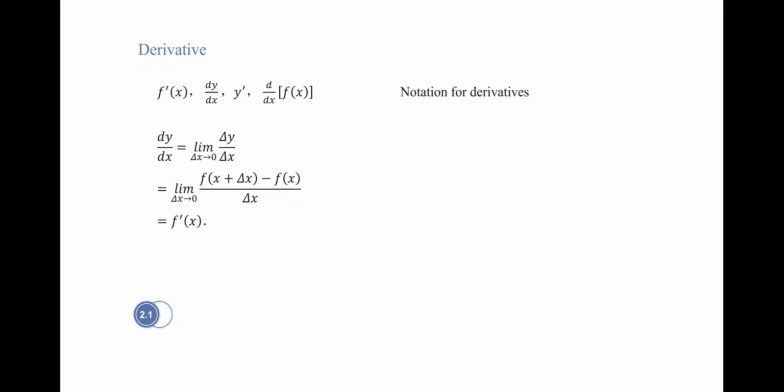There are several ways to write a derivative: f prime of x, dy/dx, or the derivative of y with respect to x, and d/dx of f of x, which takes the derivative of f of x with respect to x. All of these represent the same idea, the rate of change of the function. The notation dy over dx reminds us that the derivative is the limit of delta y over delta x, meaning the change in y divided by the change in x as delta x approaches 0.